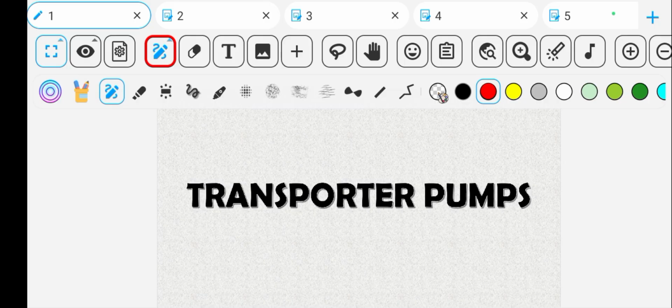Basically, these pumps strictly utilize primary active transport because they hydrolyze ATP to generate the necessary energy to force molecules or ions against the concentration gradient. It means from an area of low concentration to high concentration. Now let's begin with this topic in detail.